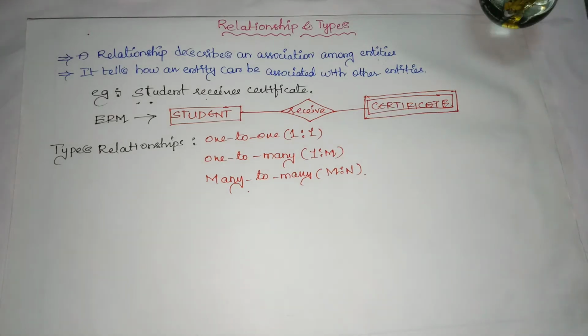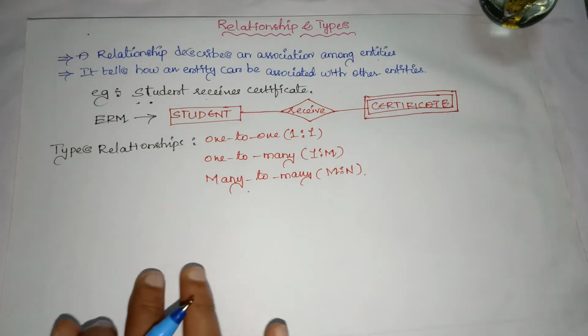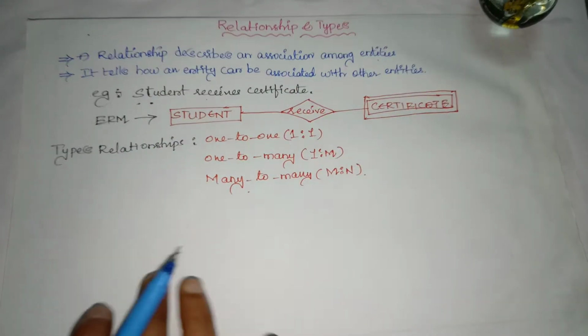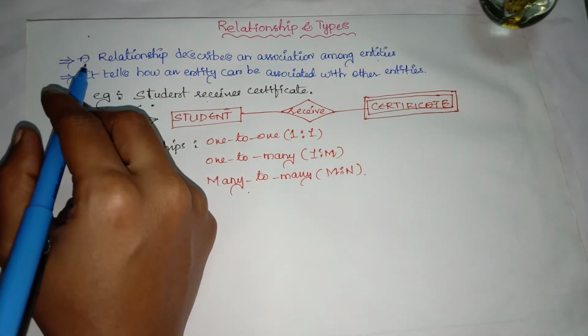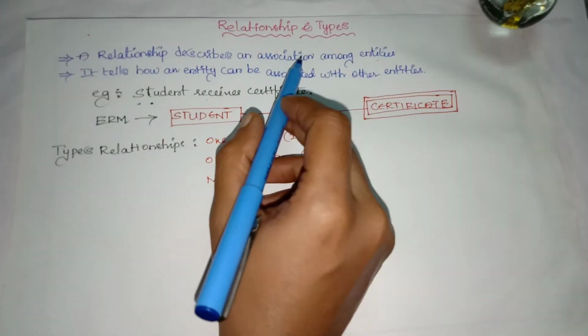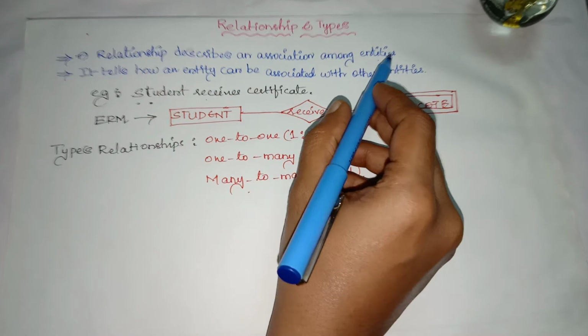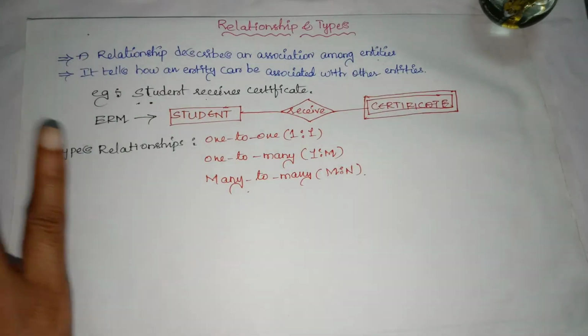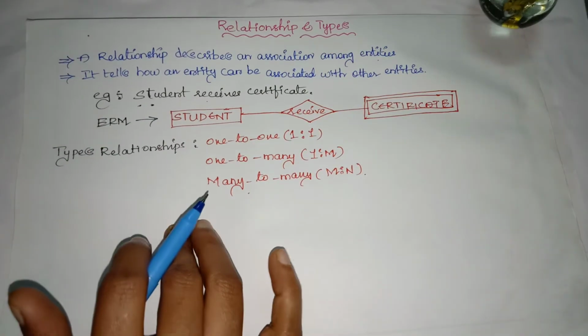Hello students, in this video class we are going to discuss relationships and types of relationships. In an entity relationship model, a relationship describes an association among entities. So association is nothing but how one entity is connected to another entity.